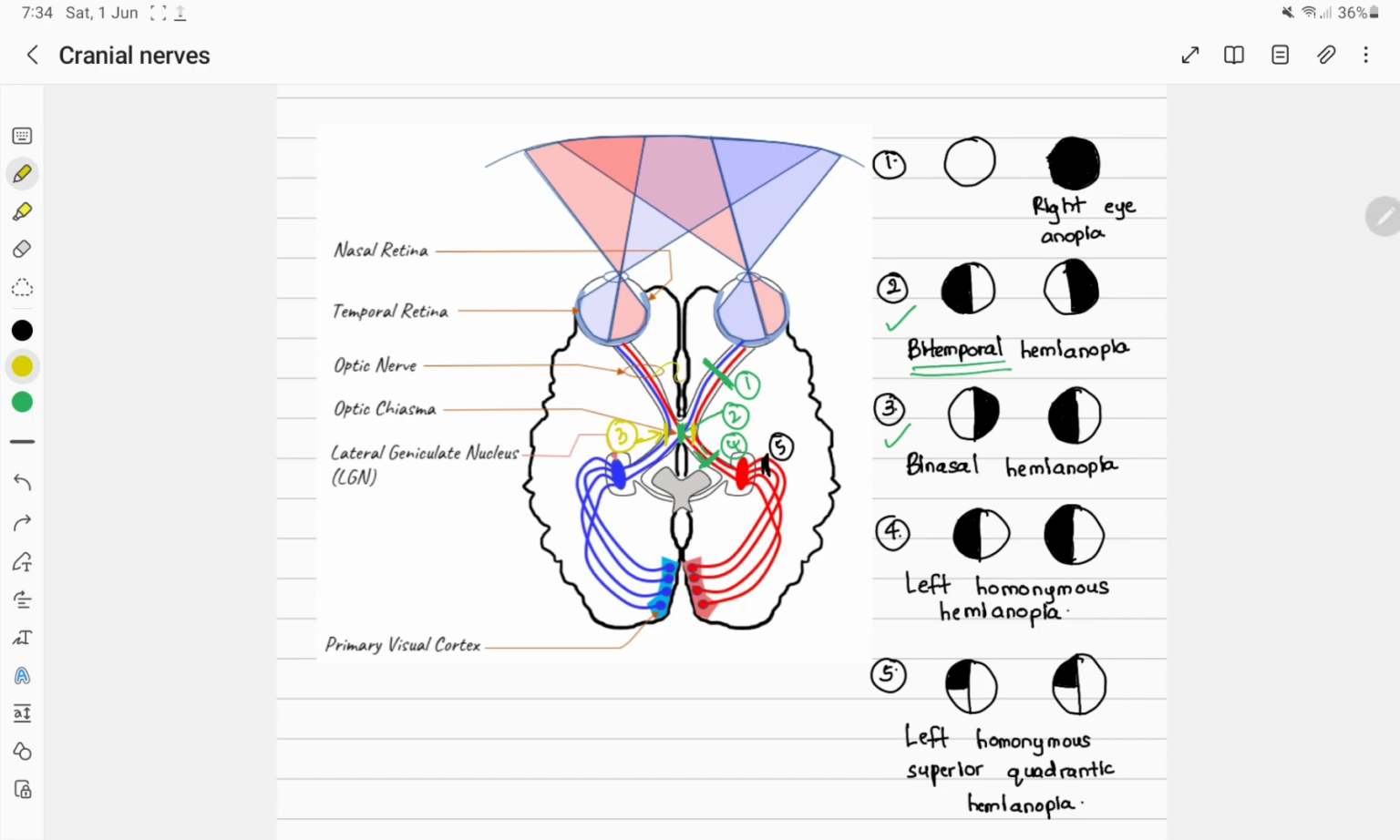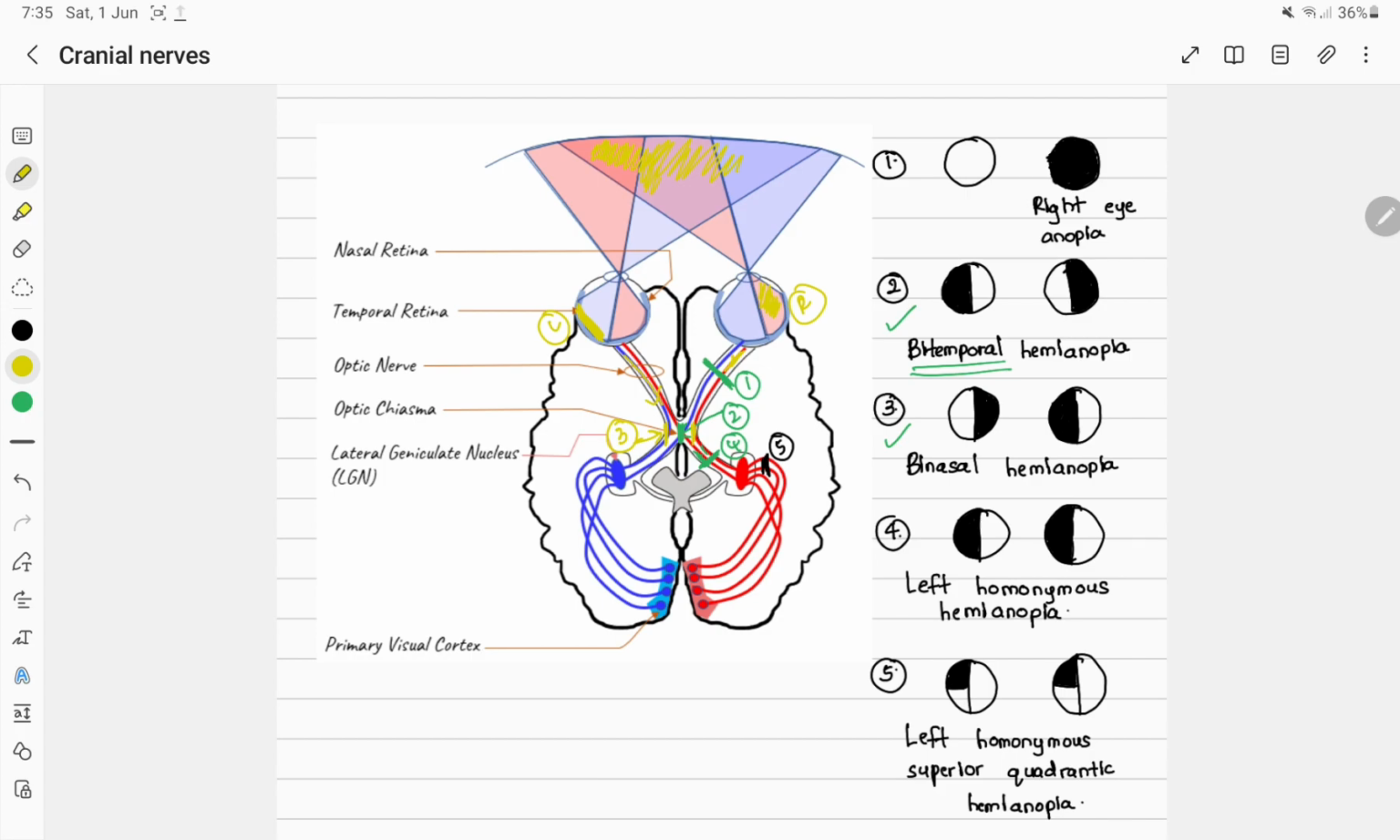So here, these blue fibers are coming from the temporal area of the left eye. The temporal area of the left eye receives fibers from the nasal visual field. Here, the red fibers are coming from the temporal retina of the right eye. So the temporal retina of the right eye receives the fibers from the nasal visual field.